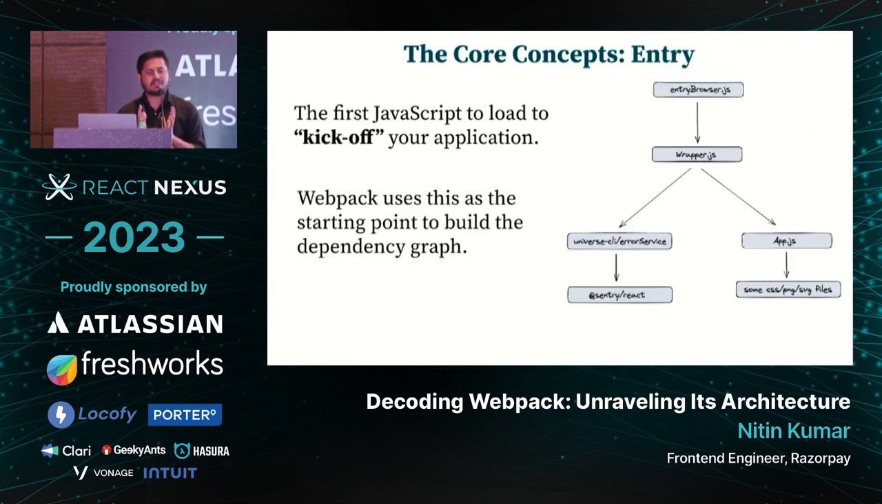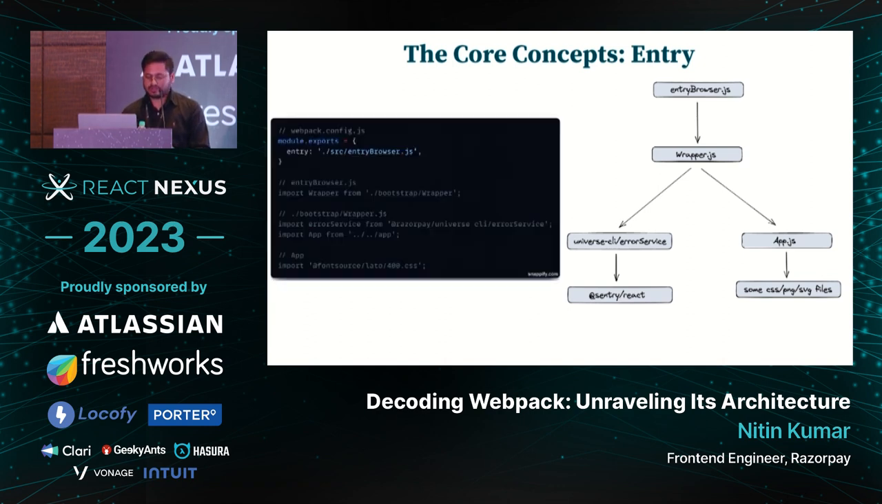The entry is the first JavaScript file that kicks off your application. Webpack starts looking at your code base from this file and then builds a dependency graph. For example, this is how you will define it in your Webpack configuration. Say entry is source and then the path to the file. Here it is source entry browser.js. Then Webpack will go into entry browser.js, see that you are importing wrapper, then go to the wrapper file, and then error service, app, and import some CSS.